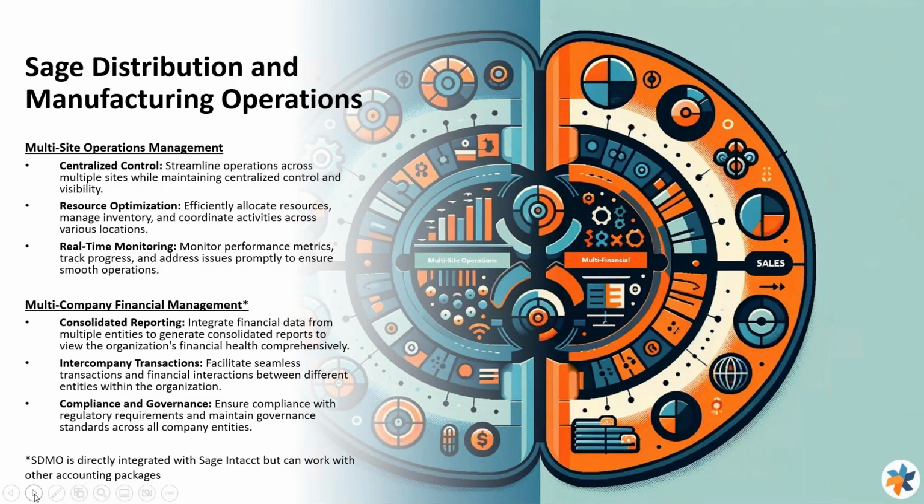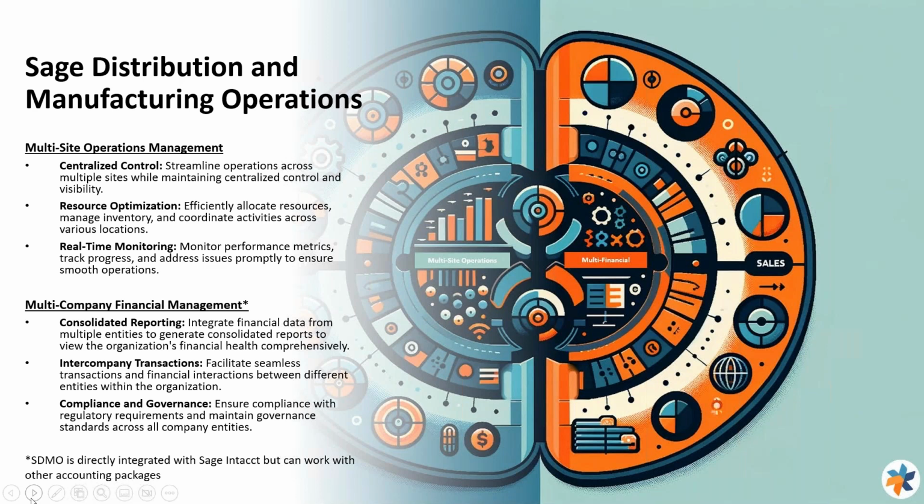And so with Sage Distribution and Manufacturing Operations, or SDMO, we talked about the multi-site operations, which really gives you a centralized control. So it's allowing you to streamline operations for multiple sites while also maintaining a centralized control and visibility. Resource optimization, because you have visibility to all your different locations, you can efficiently allocate resources, manage inventory, and coordinate activities across multiple locations. Real-time monitoring. So with SDMO, everything's done real-time. There's no posting processes. So as I interact and do things in Sage SDMO, it's all real-time.